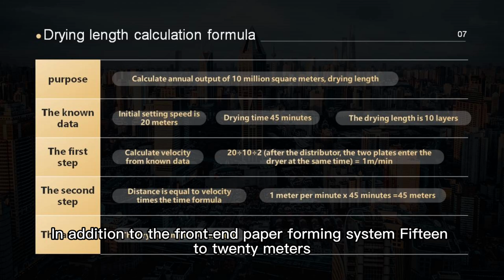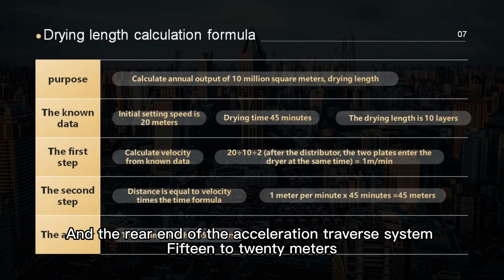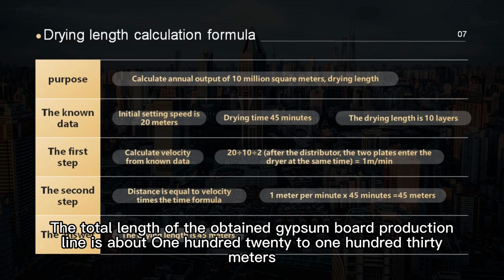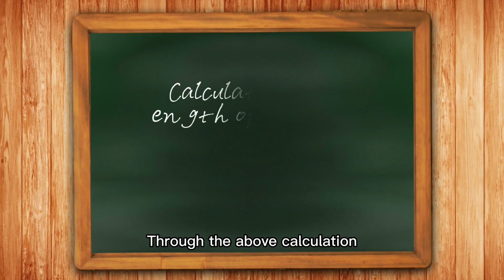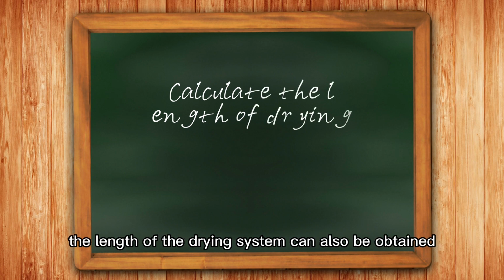In addition to the front-end paper forming system of 15 to 20 meters, and the rear end acceleration traverse system of 15 to 20 meters, the total length of the gypsum board production line is about 120 to 130 meters. Through the above calculation, the length of the drying system can also be obtained.